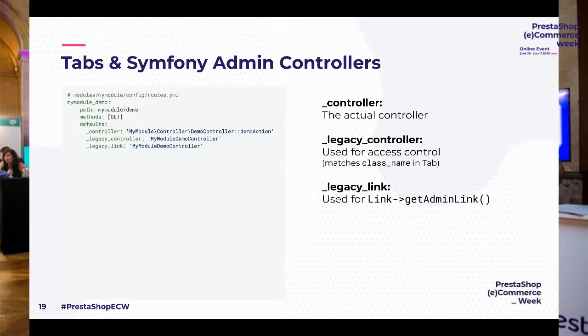So the new thing in 1.7.7 is that when you are creating a new controller that didn't have a legacy equivalent, and you don't care about legacy links, this property legacy link is now optional. You don't have to take care about it. You just use legacy controller, and the code will automatically match this using the route, as I was saying before, in tabs.